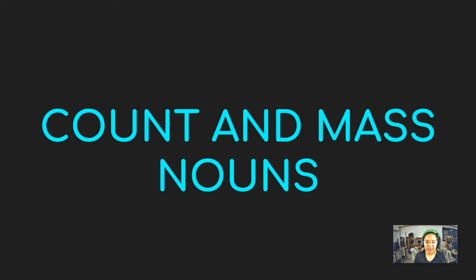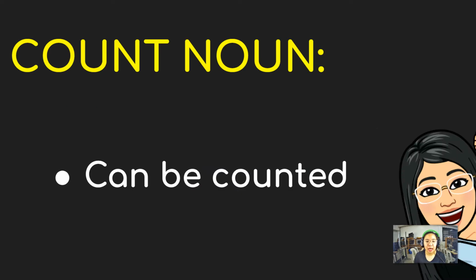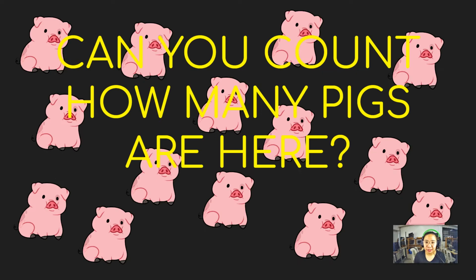So for today, we're going to talk about two more types of nouns, and those two are count and mass nouns. So we will start our discussion with count noun. When we say count noun, these are the nouns that, of course, you can count or can be counted, just like what you did in this picture, right? For you to get the correct answer, you need to count it. If you can count it, these are called count noun.